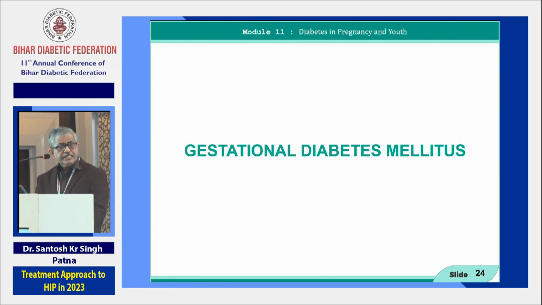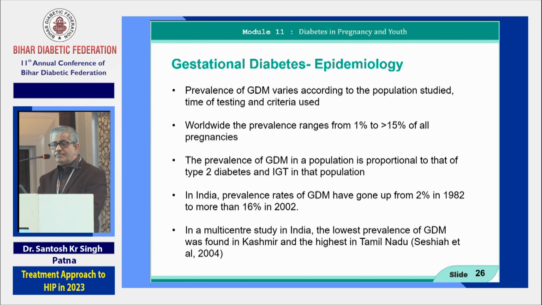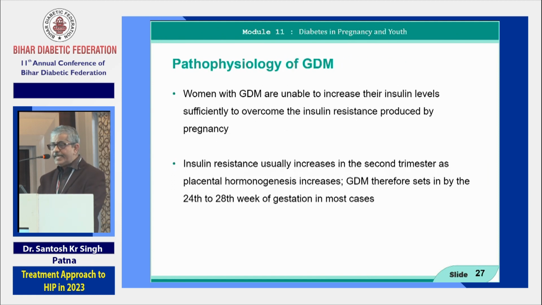Now coming to the typical gestational diabetes, and I would reiterate again, this is carbohydrate intolerance of variable severity with onset or first recognition during pregnancy. Prevalence we talked about, 1 to 15% depending on the background population. And the last line is very important. In a multi-center study in India, the lowest prevalence of GDM was found in Kashmir and the highest in Tamil Nadu. This was 2004 data. Again, showing the background patient population. Women with GDM are unable to increase their insulin levels sufficiently to overcome the insulin resistance. So this is important. We have diabetes when there is insulin secretory dysfunction.